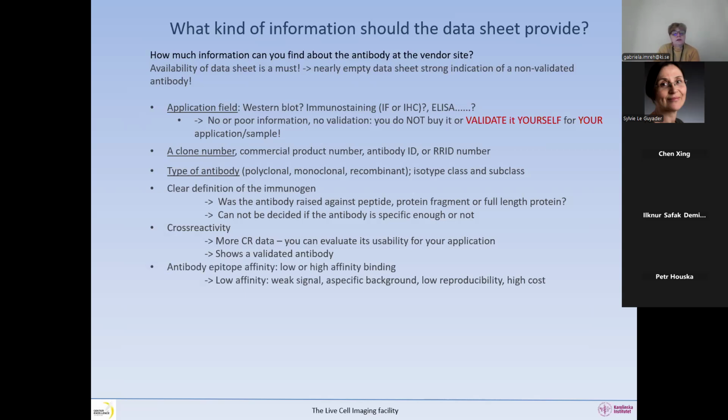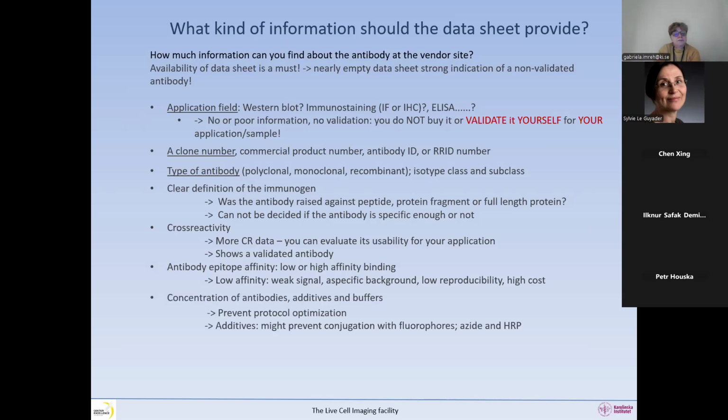Antibody epitope affinity. Does it have a low or high affinity binding? Because if this is not specified and that antibody actually has a low affinity, well, you will get weak signals, high probability of high background, which will also give rise to low reproducibility in your experiments, but also will cost you quite a bit more, because what you will inevitably do is increase more and more the amount of antibody you use.